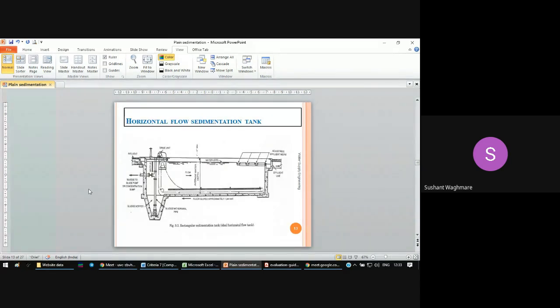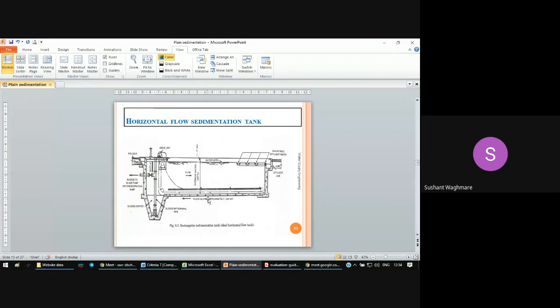Now this is the horizontal flow sedimentation tank. Here you can see the inflow and the outflow. The horizontal flow is measured here. Water enters horizontally and also goes out of the tank horizontally. This is the sludge hopper, which is used to remove the sludge.